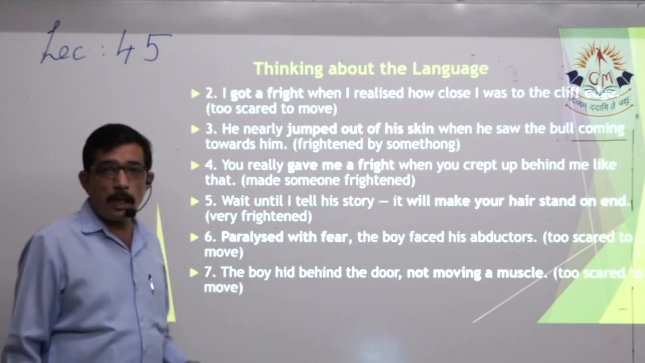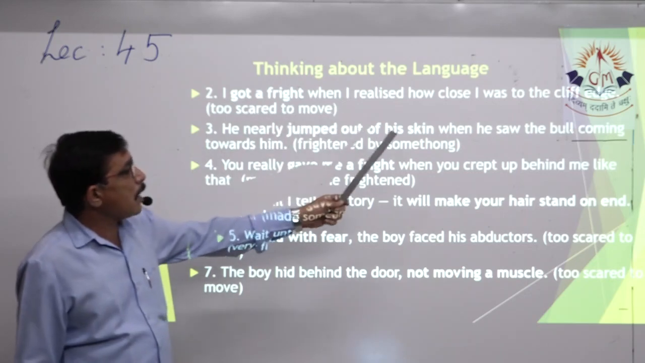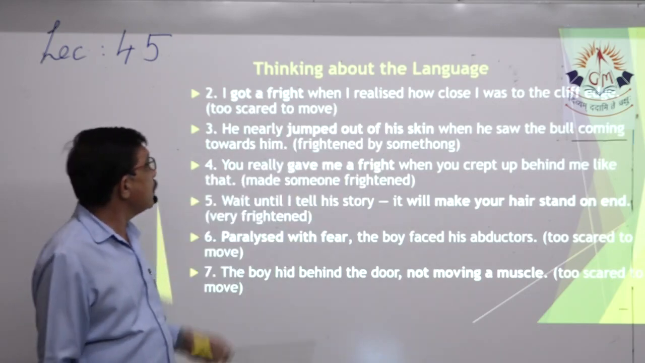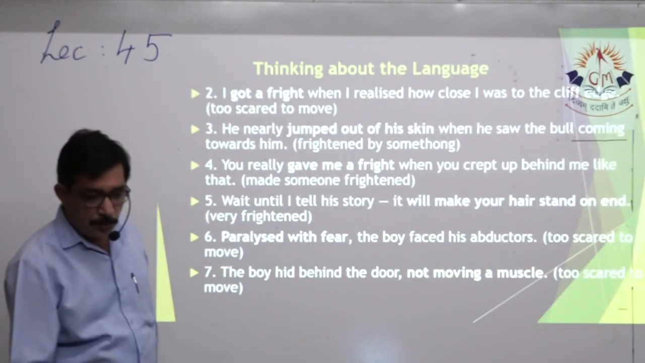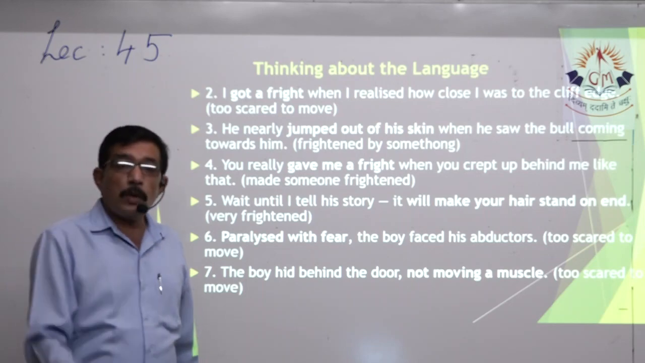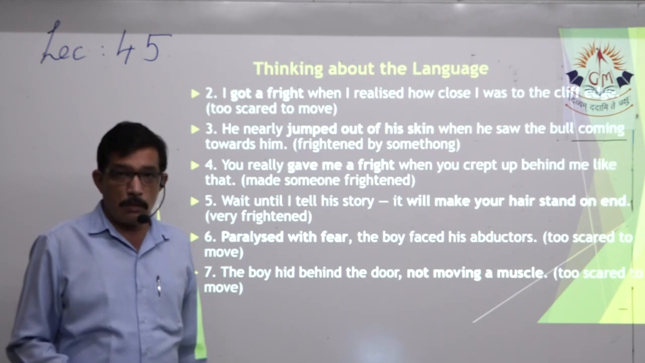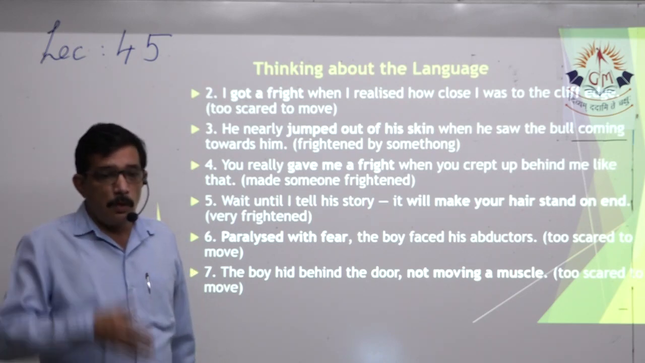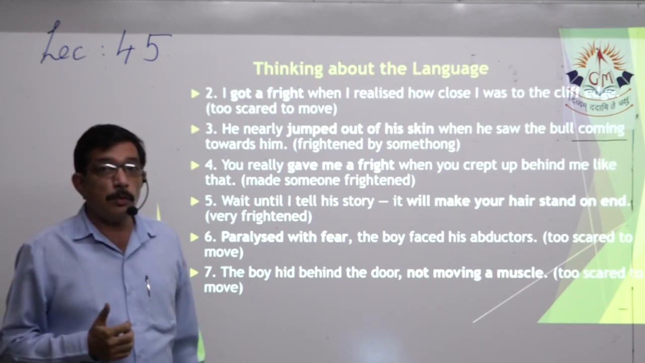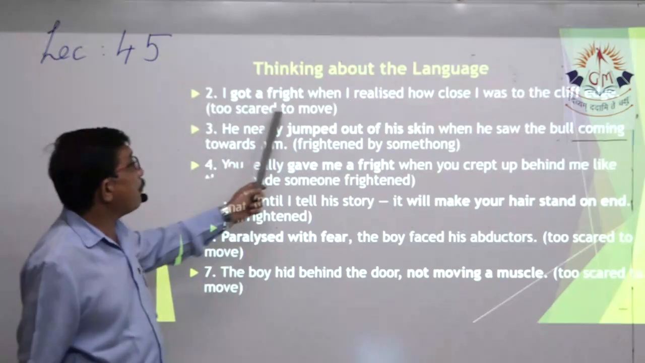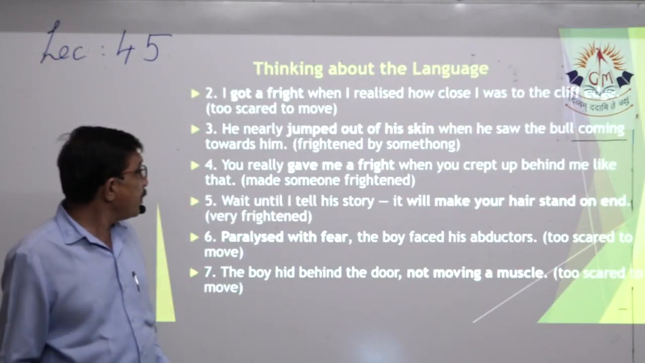I have provided the answers along with. I got a fright when I realized how close I was to the cliff edge. Too scared to move. Cliff. There, it's straight down and quite a lot of down. Yes, maybe 400, 500 or 1000, 2000, 5000 feet down. Right, so it's quite deep. So when you are on the cliff, you are not able to move. When you look down, you are not able to move because you're frightened. So I got a fright. Got a fright, that is too scared to move.